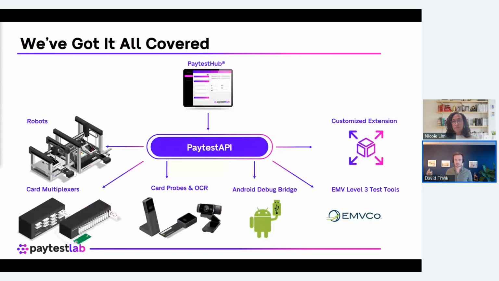Now, a bit on the architecture. So we've got you all covered. Everything you need for your payment testing can be supported by PayTest Hub and also by PaytestLab. Through our PayTest API, we connect to our own hardware, but also to third-party software like Android Debug Bridge or different EMV level 3 test tools, which are out there in the market as well. And it's also possible to have customized extensions. Let's say you have a specific third-party hardware which you would like to integrate, or you have a specific software where you need to report to. Those could be integrated as a custom extension.